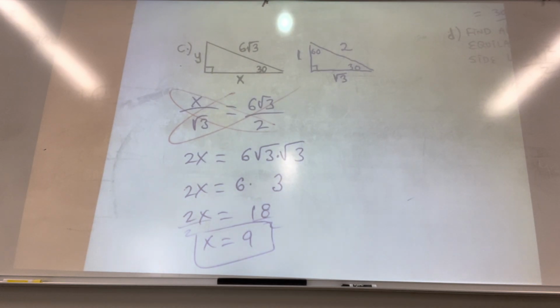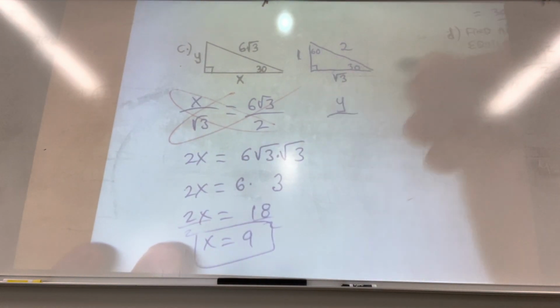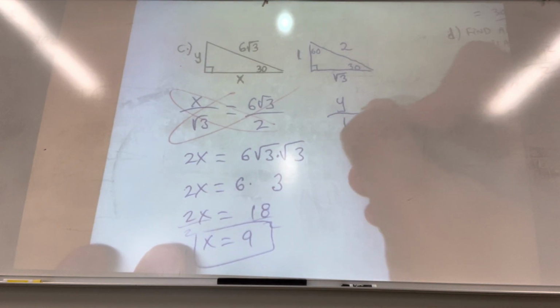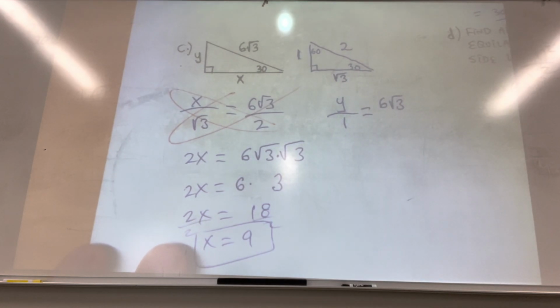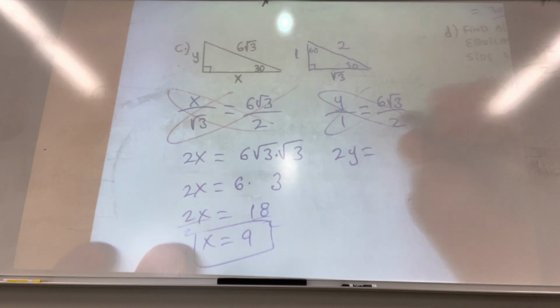Okay. You got it? Jose, tell me your setup here for y. Hold on, I want to be able to hear Jose. I got y over 1. 6 radical 3, and then? Over 2. We good? Set it up. We get 2y is equal to, well, 1 times 6 is just 6.